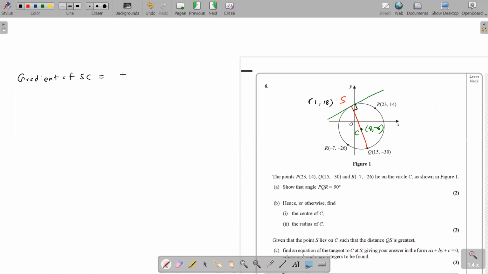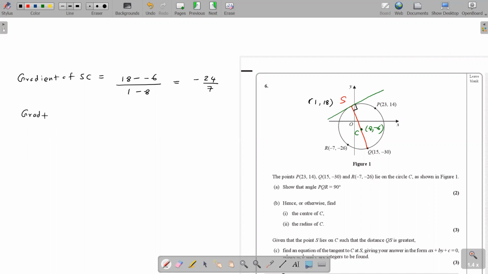What is it? Y difference, 18 minus 6, over x difference, 1 minus 8. Are you following me? Y difference over x difference. How much is the answer? Minus 24 over 7. So if that's the gradient of SC, then what's the gradient of the tangent?